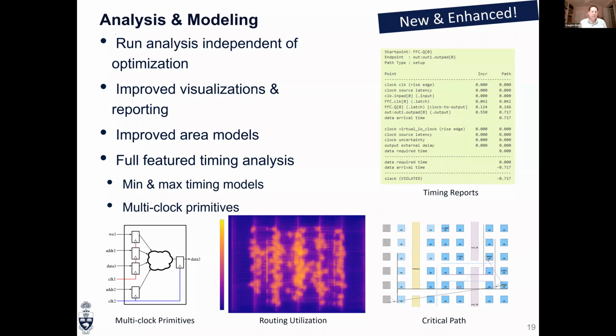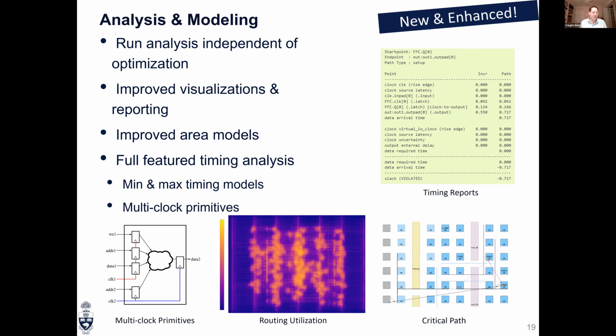We also put a bunch of work into making more flexible and more powerful analysis and modeling. So you can now run timing analysis, area analysis, and power analysis independently of optimization, more like a typical commercial flow. You can implement your design and then decide to do what-if analyses without changing the implementation. We added more visualization and reporting, better area models, and the timing analyzer in particular is more full-featured.